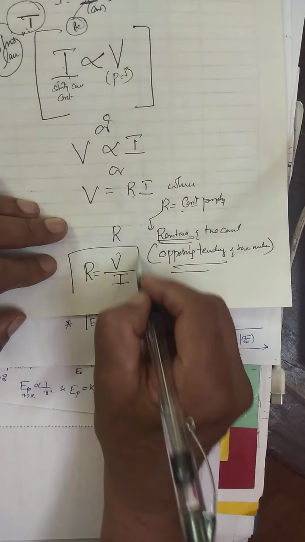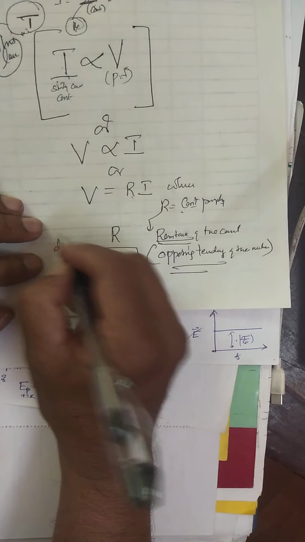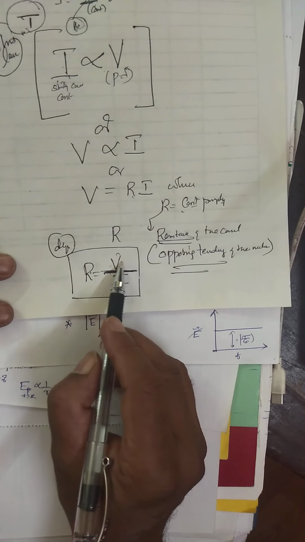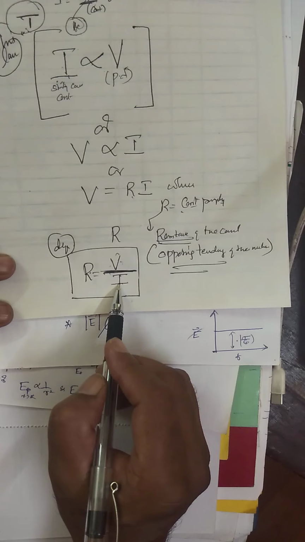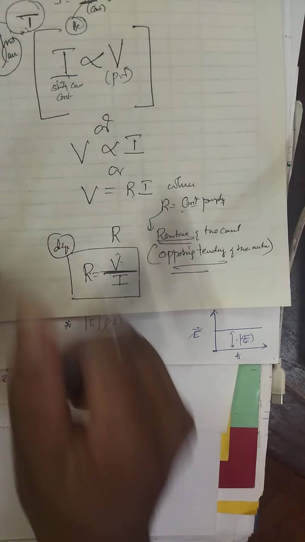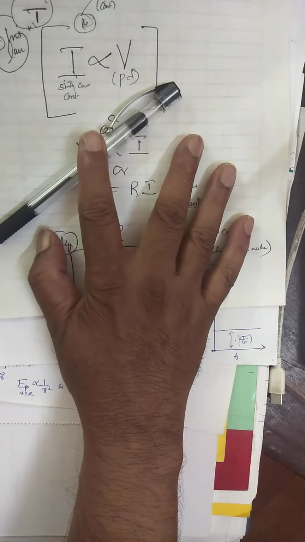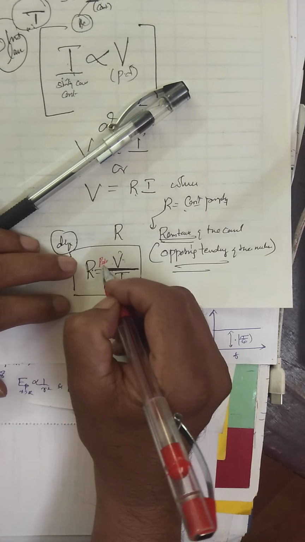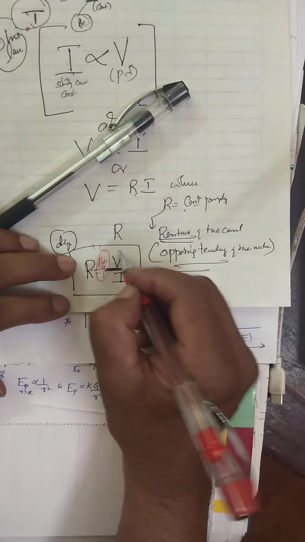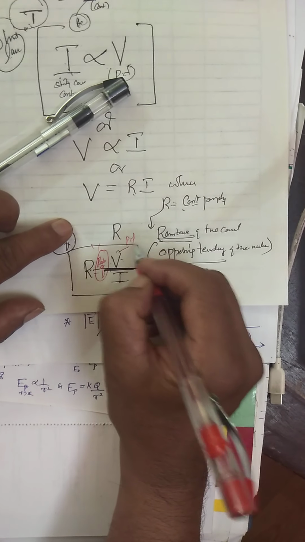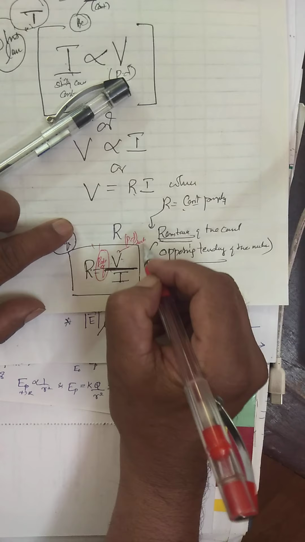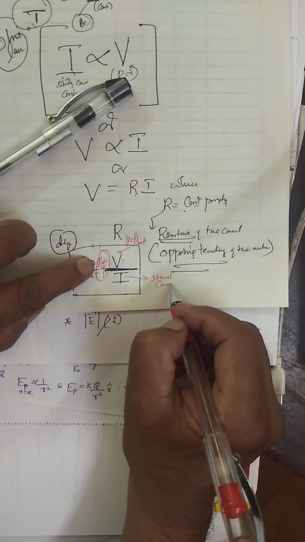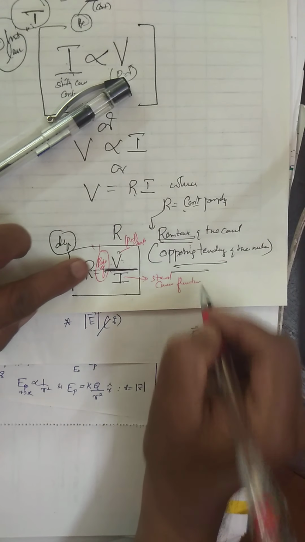Now, how to define it? Resistance of a conductor is the ratio of potential difference between the ends of the conductor to current flowing through it. See, this is very, very important. You have to say resistance of the conductor is the ratio of. If you don't miss this word, V is the potential difference between the ends of the conductor, and I is the steady current.